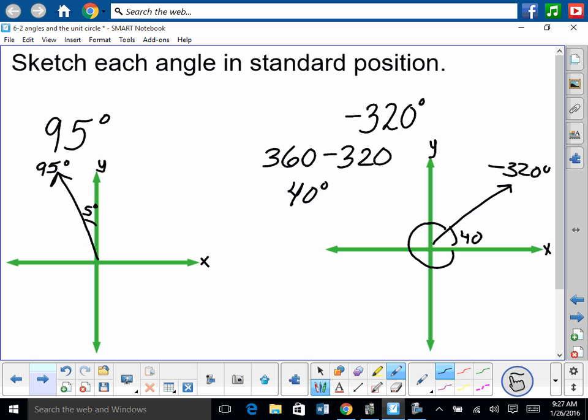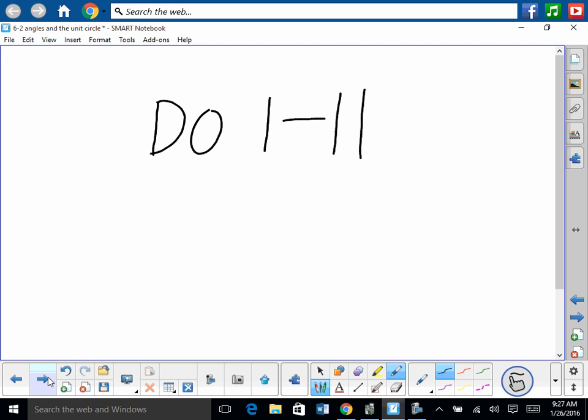Does everybody see how you're thinking through this? There are many different ways to think through it. Good, I like that. Questions on that? Okay, you're set to go then. So do 1 through 11.